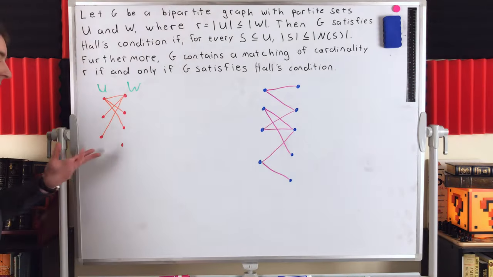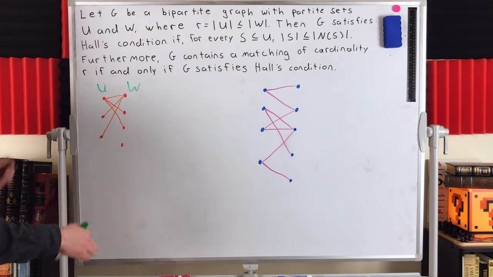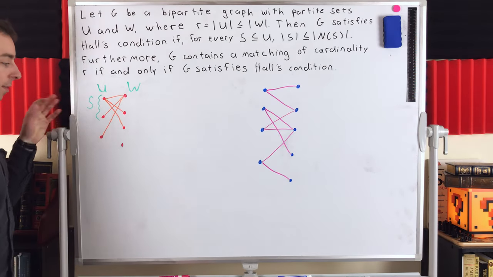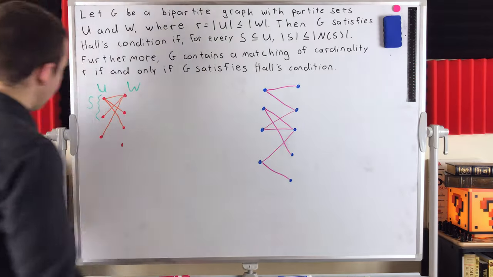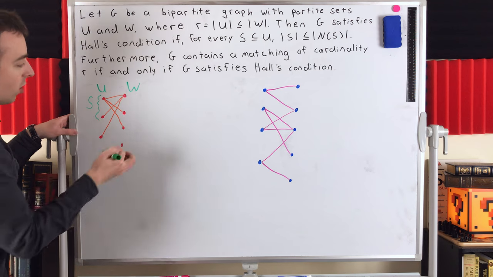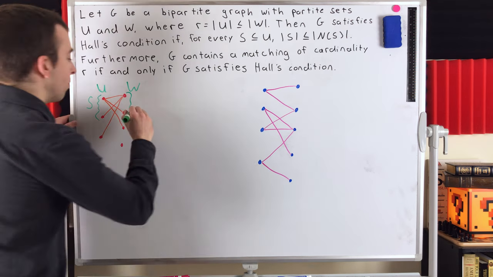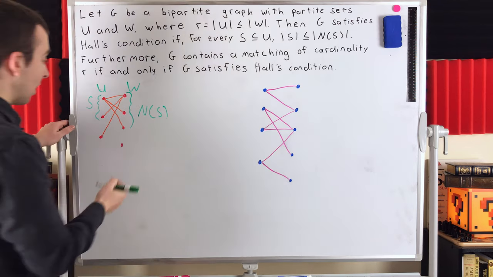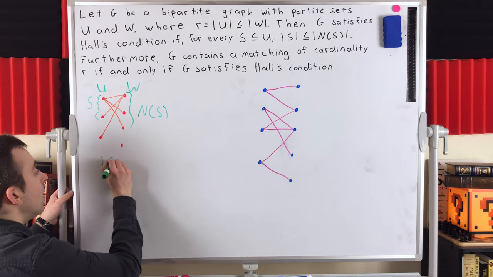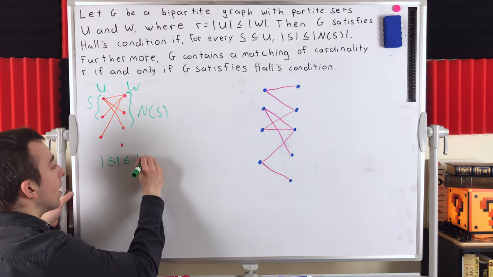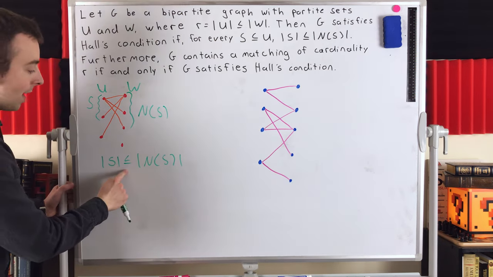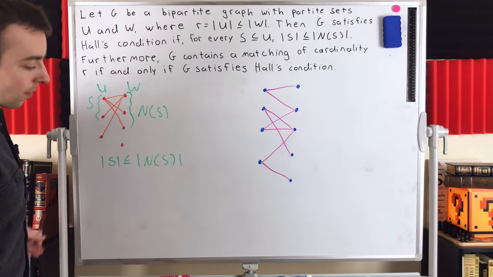All right, so now looking back here, let's take a look at a couple subsets of the smaller partite set. Suppose we look at these two vertices here, so we could call that S. What is the neighborhood of S? Well, this vertex is adjacent to those three, and then that vertex is just adjacent to that one. So these three vertices make up the neighborhood of S. S has two vertices, the neighborhood of S has three vertices, and so this particular subset of the smaller partite set does satisfy this inequality. S has as many or fewer vertices than it has neighbors.